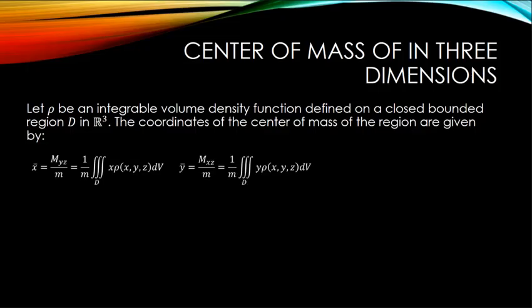Y bar is equal to capital M sub xz over little m. This is given by 1 over little m times the triple integral over the region D of y times rho of x y z dV. And z bar is equal to capital M sub xy over little m, which is equal to 1 over little m times the triple integral over the region D of z times rho of x y z dV.